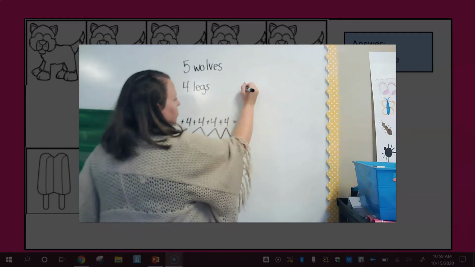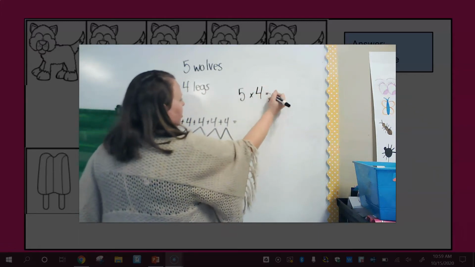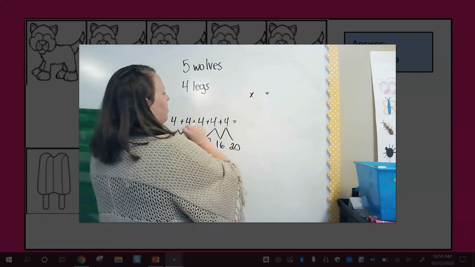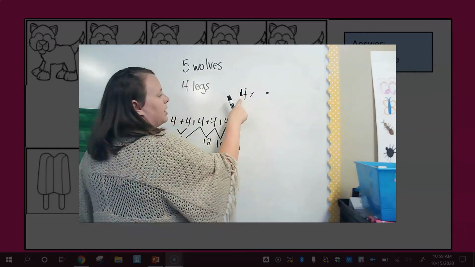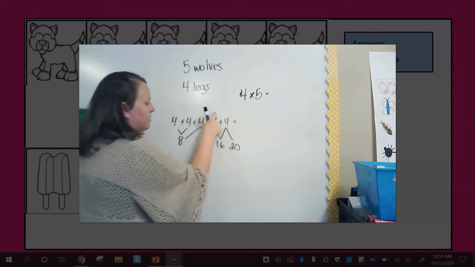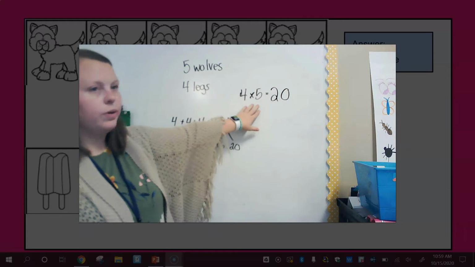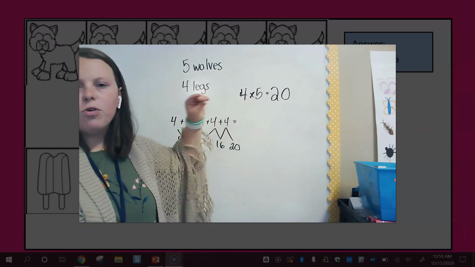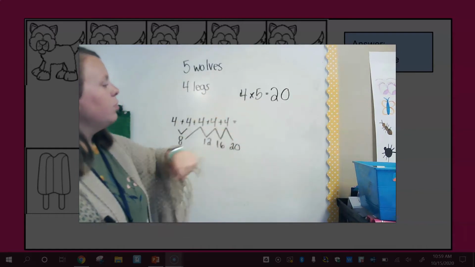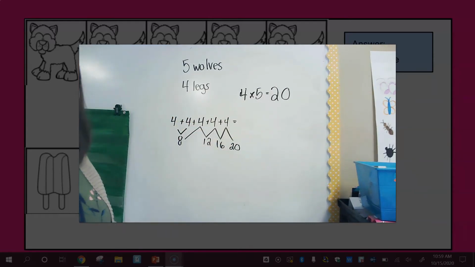So look right here. We know each one has 4 legs, and there are 5 wolves. So I just do 4 5 times to get 20. Do you see how this is a much quicker way than doing it like this? And you are going to memorize these starting next week. And you know what? Go ahead and start memorizing them. So multiplication is just a simpler form to do repeated addition. Let's look at the next one.